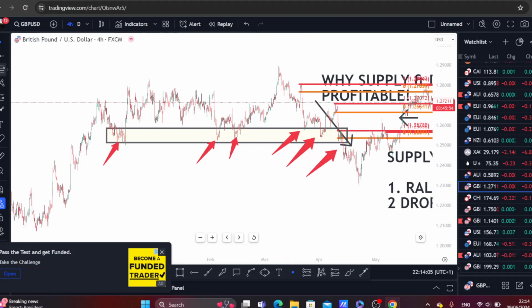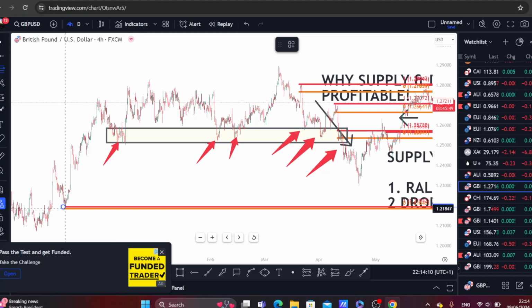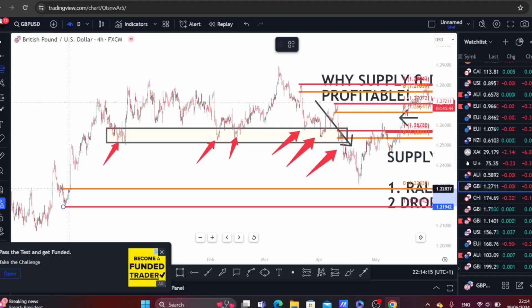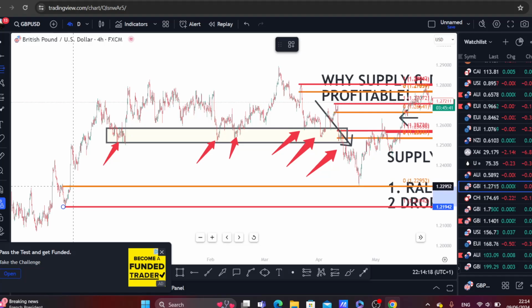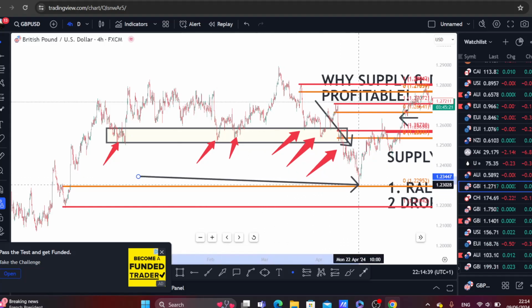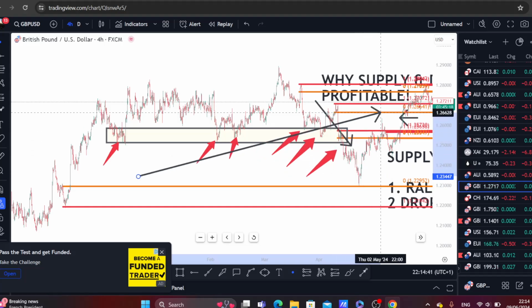Okay, so what I do is I plot my drop to the lowest base, and then to the start, the origin of the move up. So this is the origin where we had this big candle. This is where it started from. This big candle started from this candle right here. As you can see, when the market came back to that level, we went up.